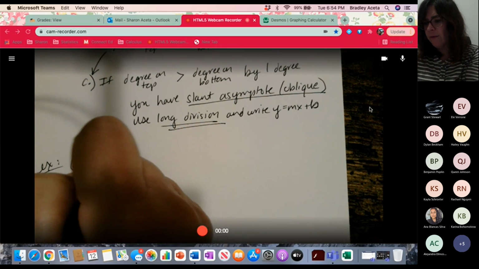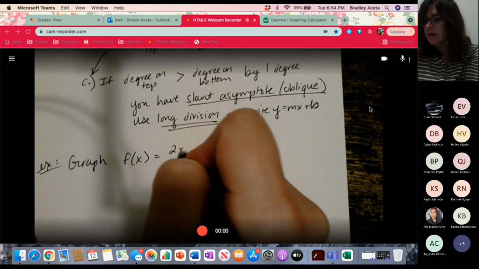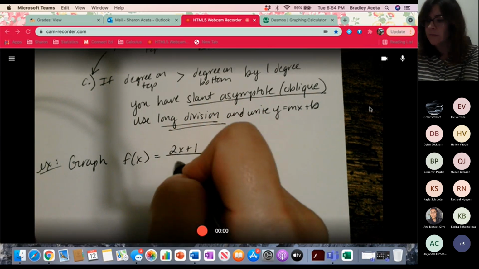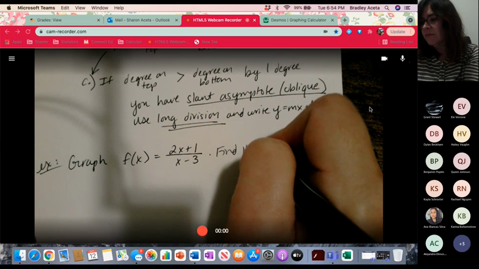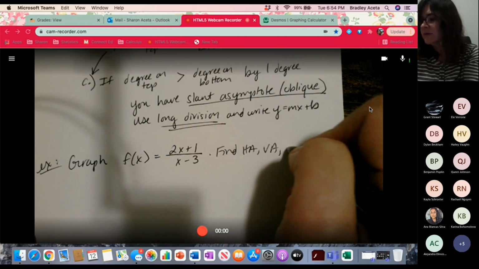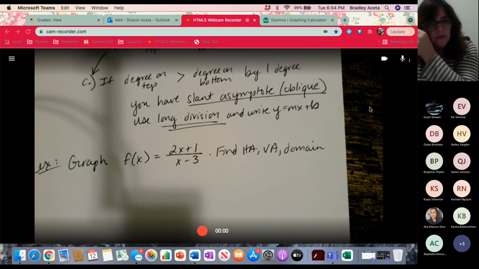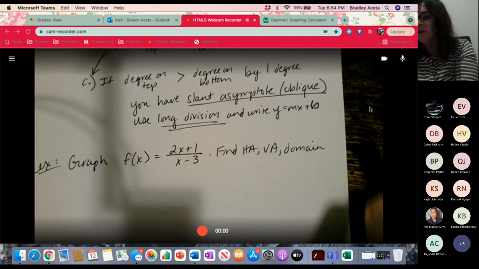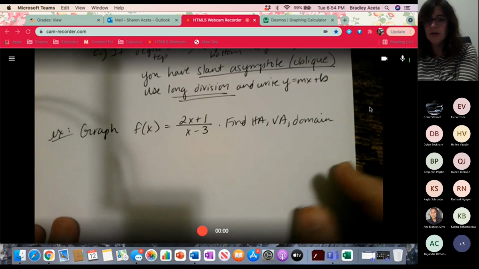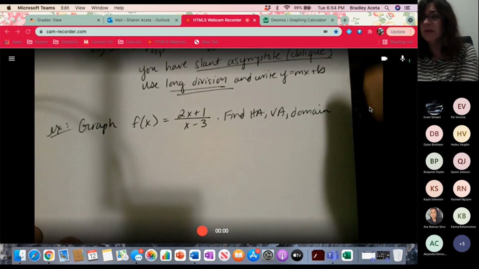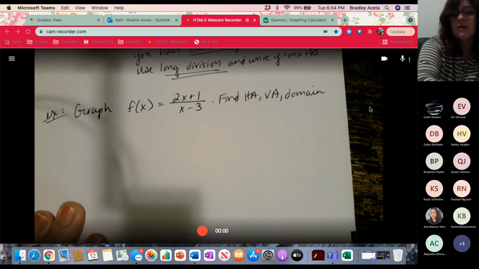Let's graph f of x equals 2x plus 1 over x minus 3. And tonight you have to find the horizontal asymptote, find the vertical asymptote, and the domain. You know, good old stuff that we love to do. Again, you are more than welcome to double check yourself and plug this into the calculator. By all means, do so. But let me just show you how you can solve this all algebraically.